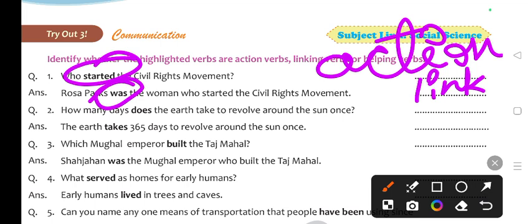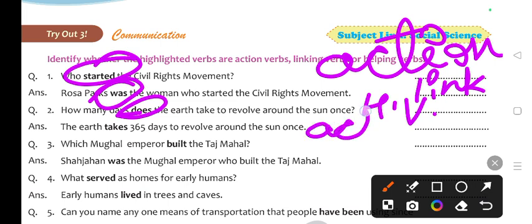How many days does the earth take to revolve around the sun? So does is used in the present indefinite tense. So this is a helping verb. I'm just putting HV so that you could understand. Now the answer: the earth takes 365 days to revolve around the sun once. This is what? This is an action verb because the earth is moving on its place.